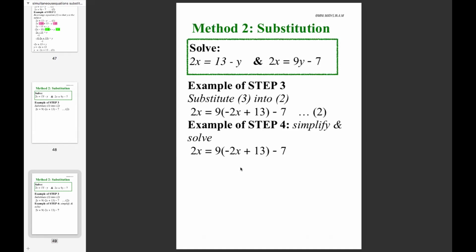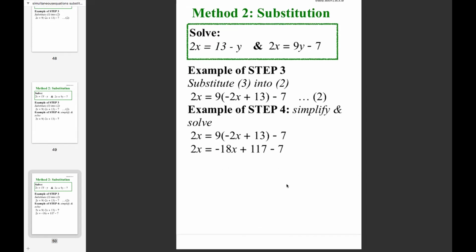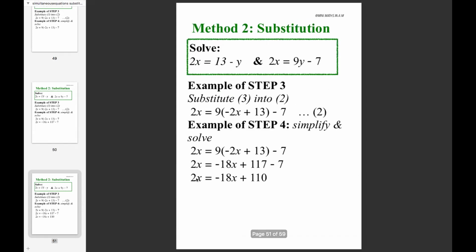So 2x equals 9 times -2x, which is -18x. Then 9 times 13, which is 117. That's okay, we need to use a calculator for that step. And then -7. So we have 2x equals -18x, then 117 minus 7 is 110. So that's what we have there.